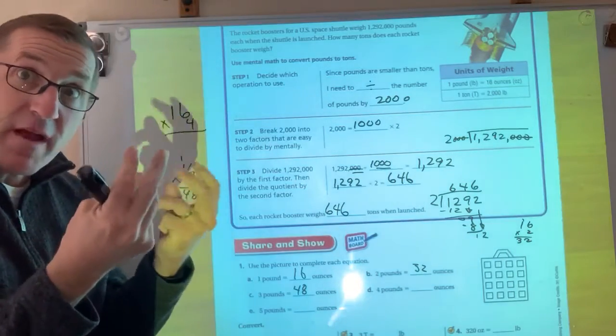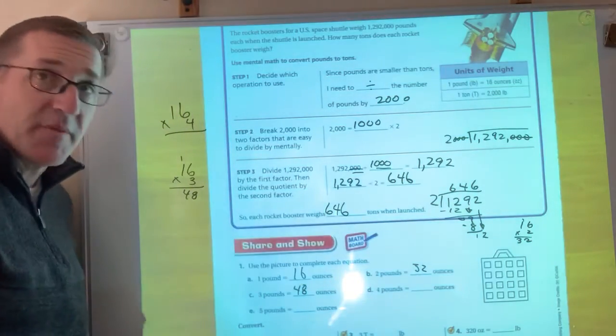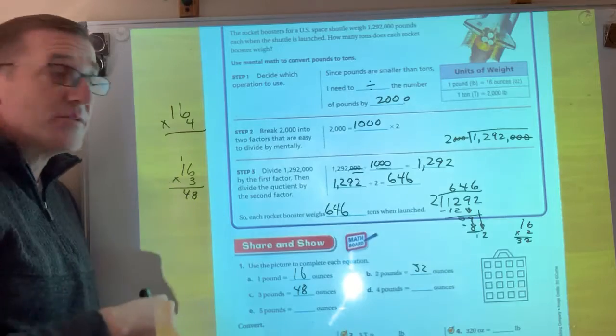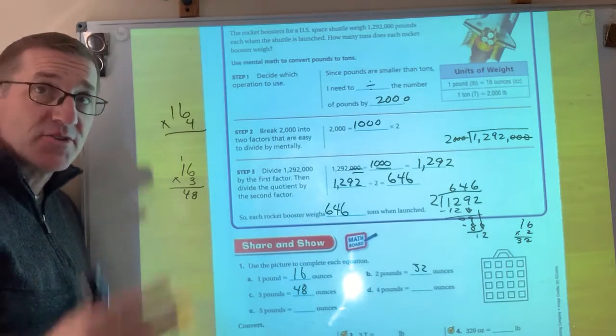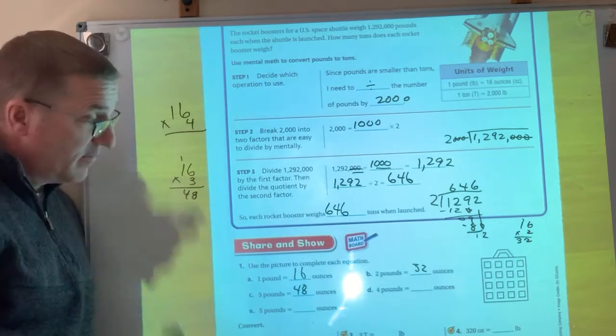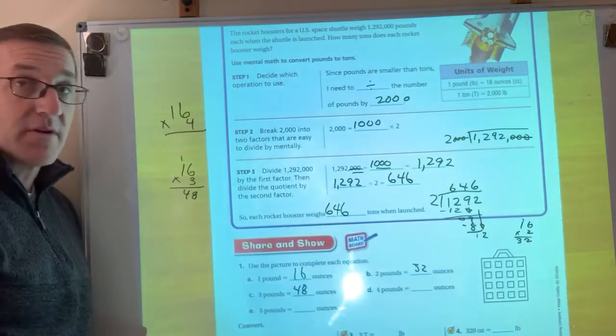16, and remember with my fingers. So the picture thing is not the best for me. I would just multiply as best I can, or you're going to have to draw 16 4 times and 5 times in order to get the last of these.